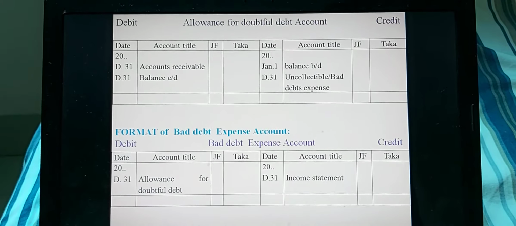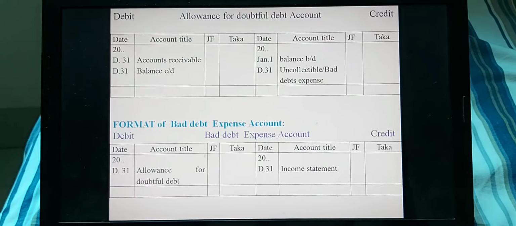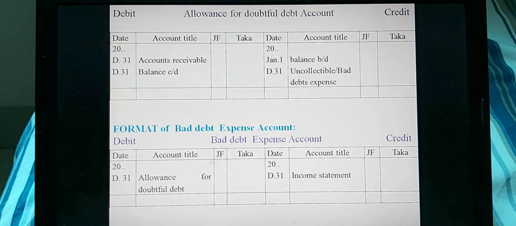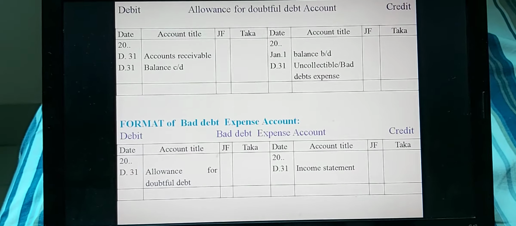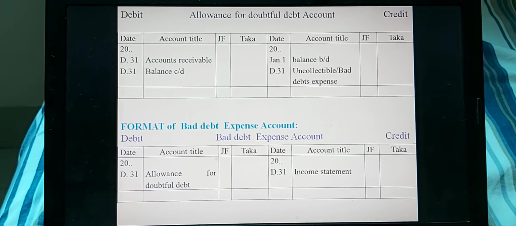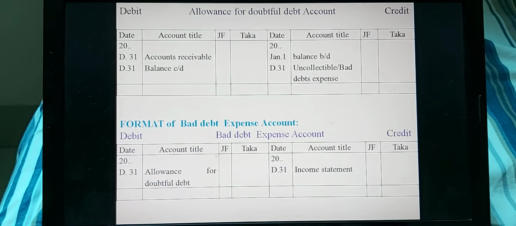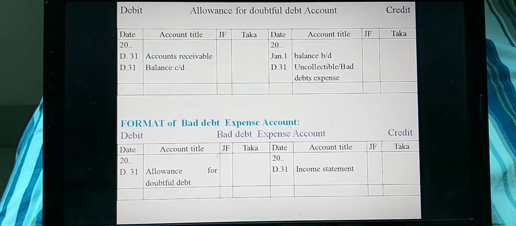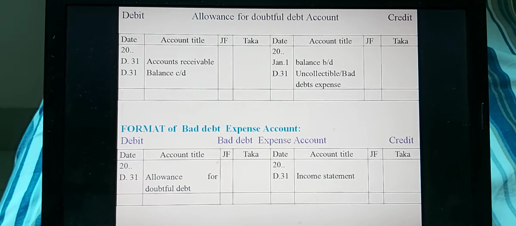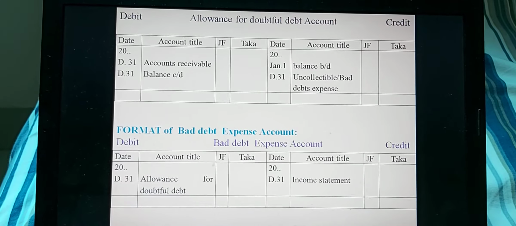Dear students, you are watching the slide. The first one is the provision for bad debt account, in two sides. In each account there is a debit side and a credit side. The left side is debit and the right side is credit. On the left side there are 4 columns: date, account title, journal folio, taka. And on the right side: date, account title, journal folio, taka.